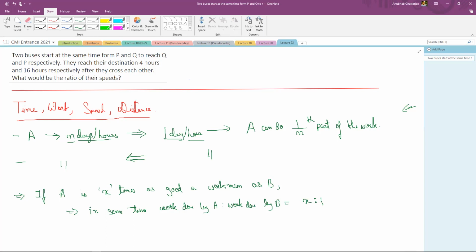Say it takes B 4 hours to clean the tank, and I'm saying that A is twice the better workman than B at cleaning the tank. Then it automatically means that A will clean the tank in 2 hours instead of 4 hours. Hence, it is always in the ratio X is to 1.